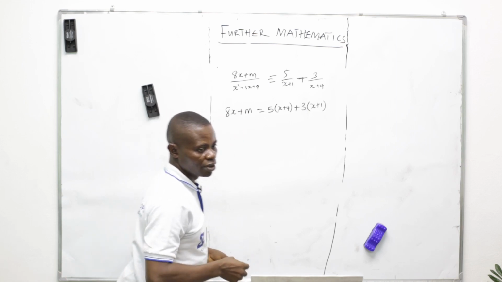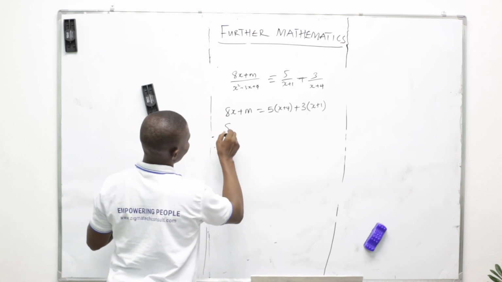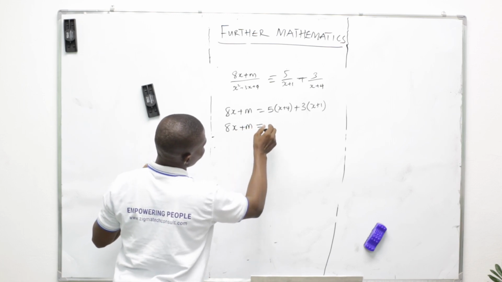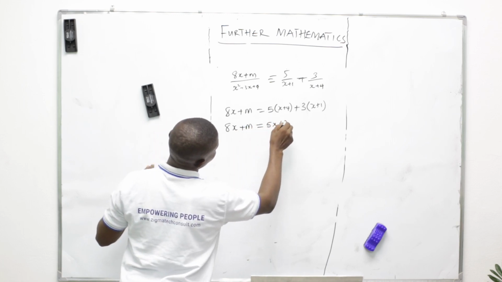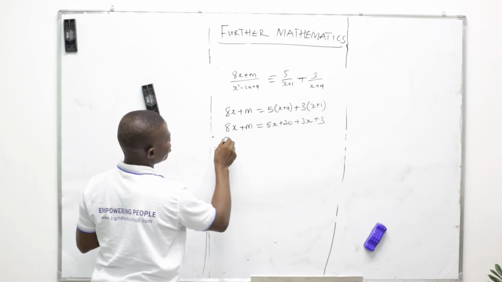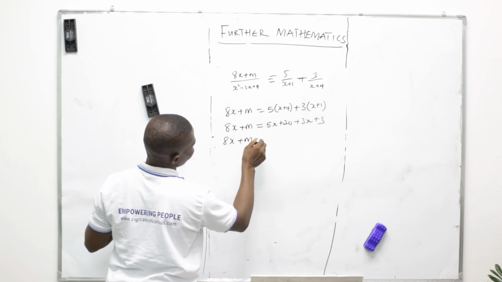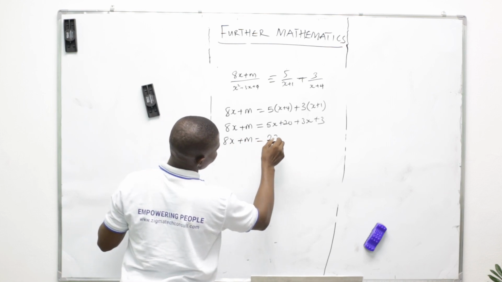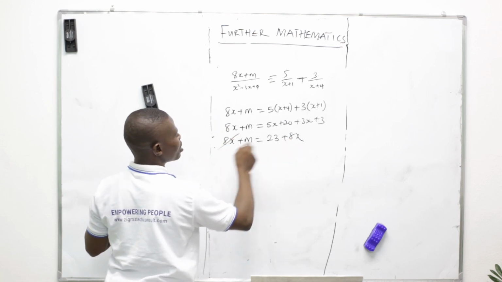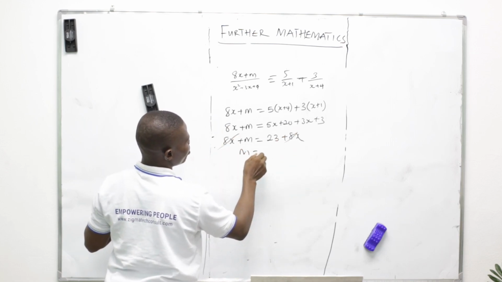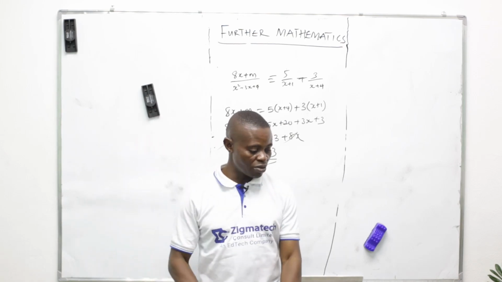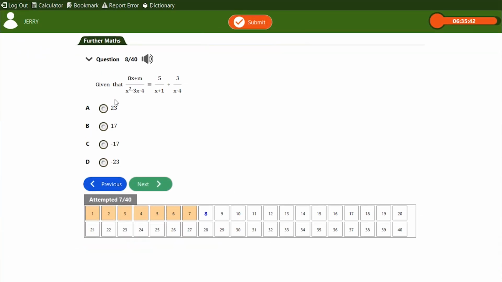Now, what do you have? 8s plus m equals 5s plus 20 plus 3s plus 3, so 8s plus m equals 23 plus 8s. The 8s cancel, so m equals 23. They are interested in the constant m. So m is 23.